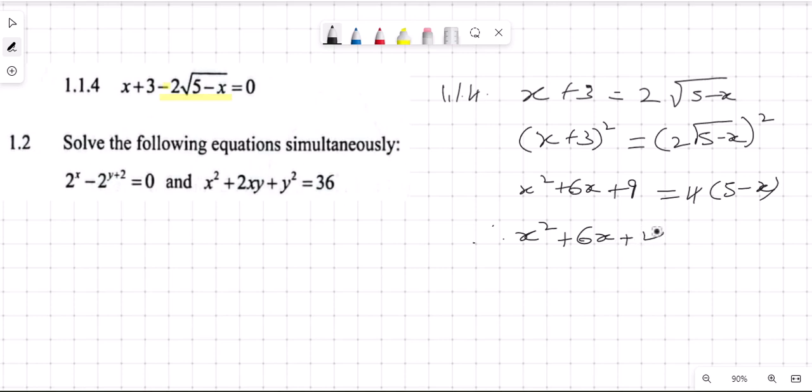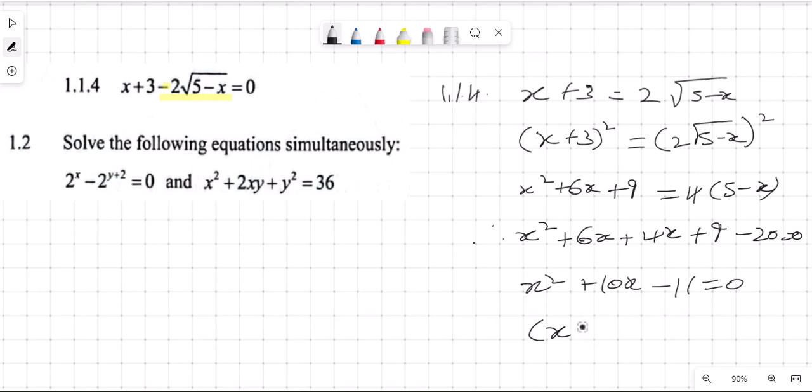plus 4x, that is 4 times negative x, it's negative 4x. Then take 4x to the other side, it becomes 4x. And then we have plus 9, then 4 times 5, it's 20. Then transpose this side, it becomes negative 20 equals 0. Then x squared, 6 plus 4, it's 10x. 9 minus 20, it's negative 11, equals 0.